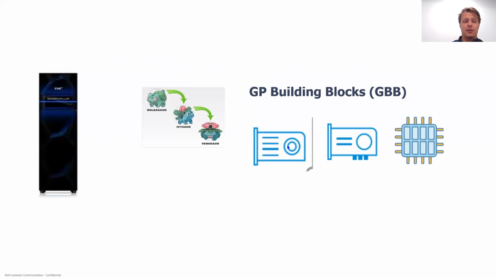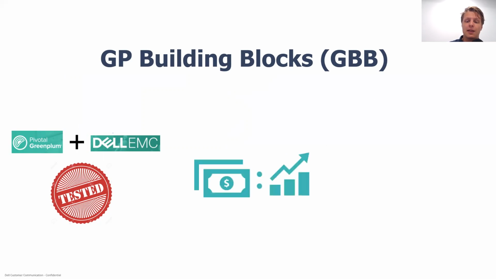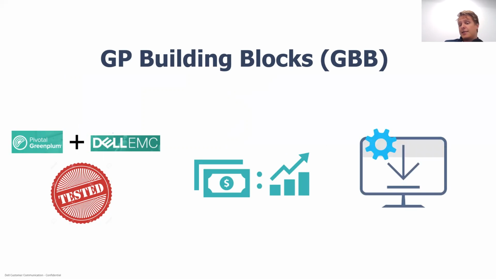That's really what the next generation is. And Greenplum Building Blocks has been tested, like I said, by both Dell EMC and Pivotal. They've tested hundreds of configurations and come down to this is the most optimized config. It has the optimized performance costs ratio, and it comes pre-installed.